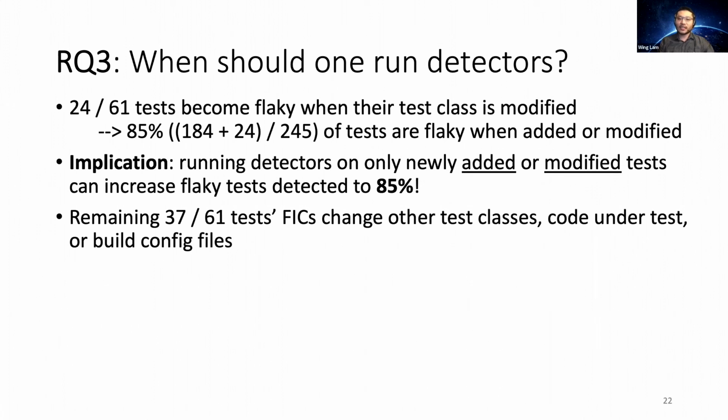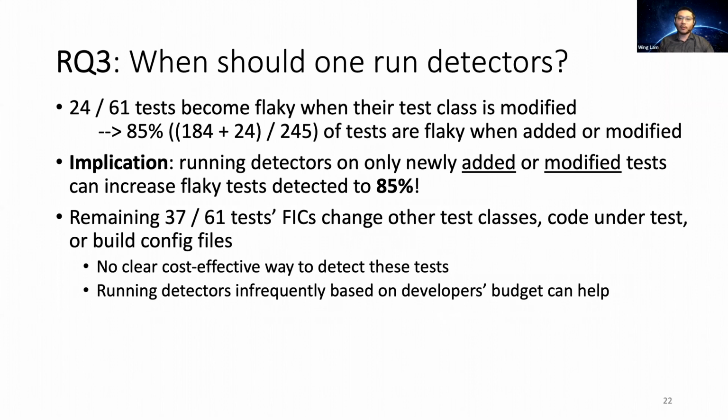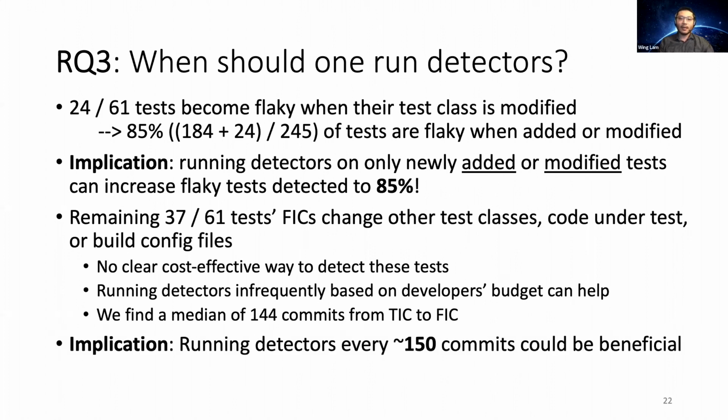For the remaining 37 tests, where their flakiness-introducing commit changes other test classes, code under test, or build configuration files, we don't really find a clear cost-effective way to detect these flaky tests. But one thing to note is that running detectors infrequently based on the developer's budget can actually help. In fact, we do find that there is a median of about 144 commits between a test-introducing commit and a flakiness-introducing commit for these 37 tests. The implication that we have here is that running these detectors every about 150 commits could be beneficial for developers.